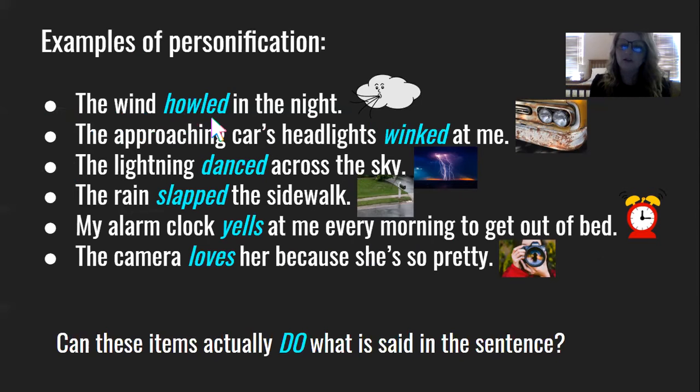Live, like a wolf would howl. So they're alive, but they're not a person, right? Do people can howl, right? What about the one that says the approaching car's headlights winked at me? So we got to think about, do headlights really wink?